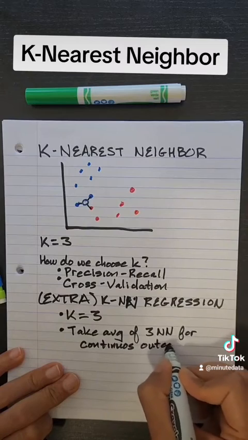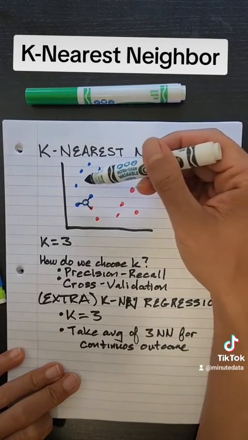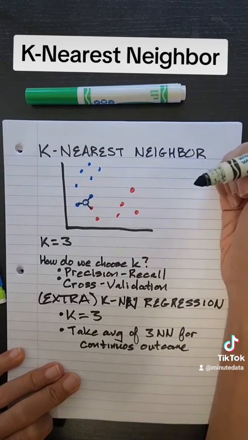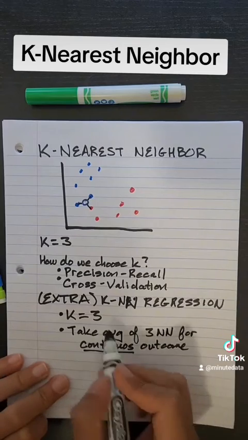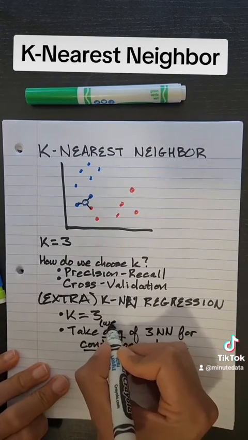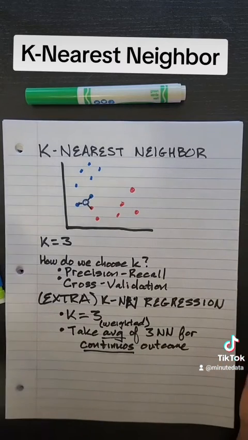Let's say a continuous outcome. So K nearest neighbor classification was essentially trying to predict whether it is blue versus red, which is a categorical outcome. K nearest neighbor regression is trying to predict a continuous outcome. And here you can take a simple average. There are also methods where you can take a weighted average depending on which is closer and which is farther, for example.